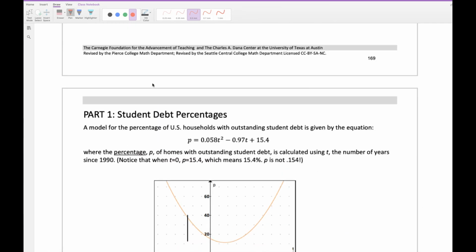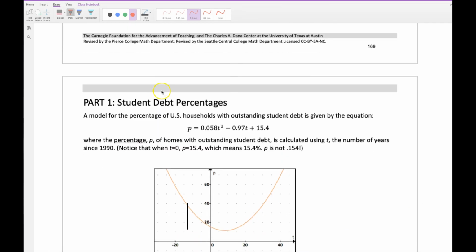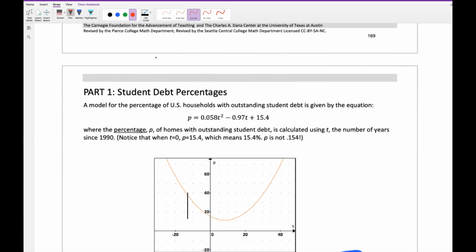Okay, we continue on with lesson 4.3. We start with part 1. This actually is your discussion assignment. So I'll do the next problems, part 2, part 3, and part 4, so you know how to do these.